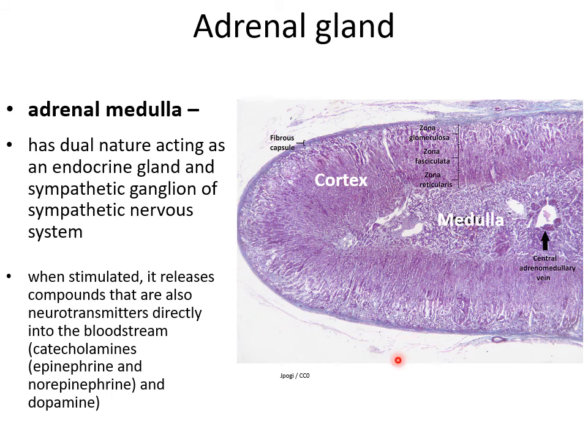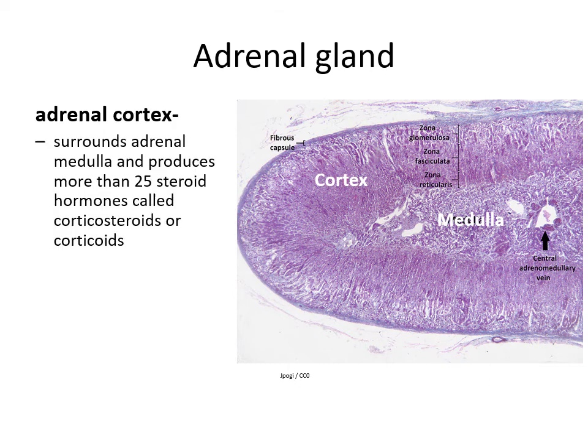The medulla has a dual nature. It acts as an endocrine gland and a sympathetic ganglion, which responds to the sympathetic nervous system. So when it's stimulated, it releases neurotransmitters into the bloodstream, such as the catecholamines epinephrine and norepinephrine, and also dopamine. The cortex is the superficial tissue layer surrounding the medulla, and it produces a whole lot of steroid hormones called corticosteroids.